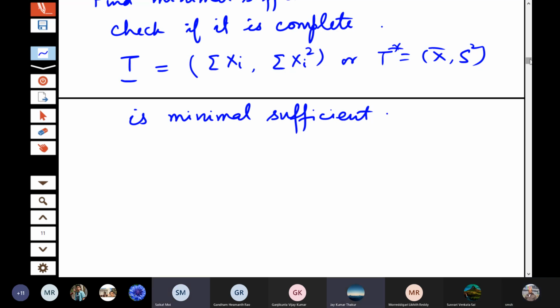Sir, haven't we solved the same question earlier? So what was the answer? Sir, in that case, T was not complete. Not complete. Okay. What is the statistic which is used as a counter example?